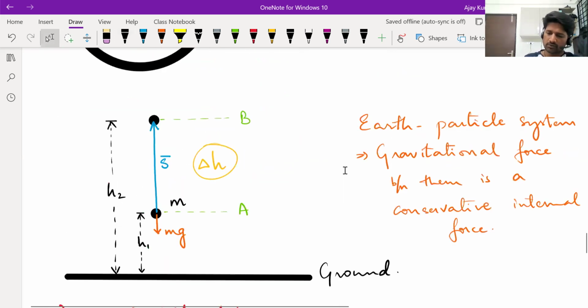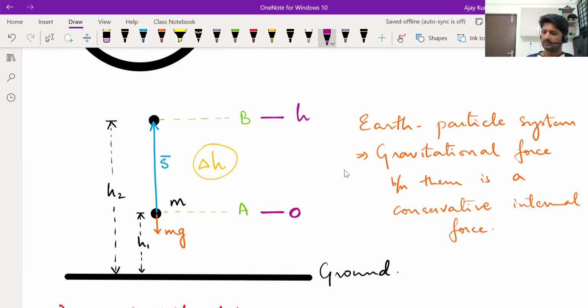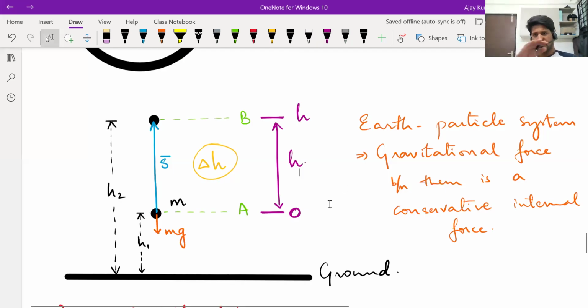Now, suppose I call this zero height. Actually, the initial position is not at zero height, but let's say I call it zero height. And let's say I call this height h. Then tell me, if the initial level is assumed to be 0 and the final level is assumed to be h, can we say the potential energy is mgh or not? Yes, sir. We can.